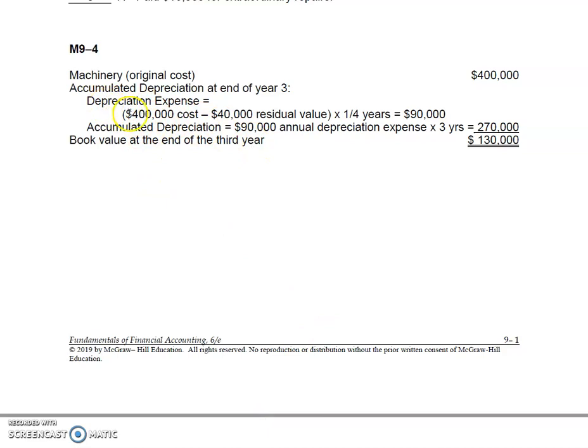So there is the calculation of depreciation, cost minus residual value divided by depreciable life. So 360,000, that's 400,000 minus 40,000. 360,000 times 1/4 or divided by 4 gives you 90,000 per year. 90,000 per year for 3 years give you accumulated depreciation of 270,000. Subtract that from the cost of 400,000. We get net book value at the end of year 3 of $130,000.